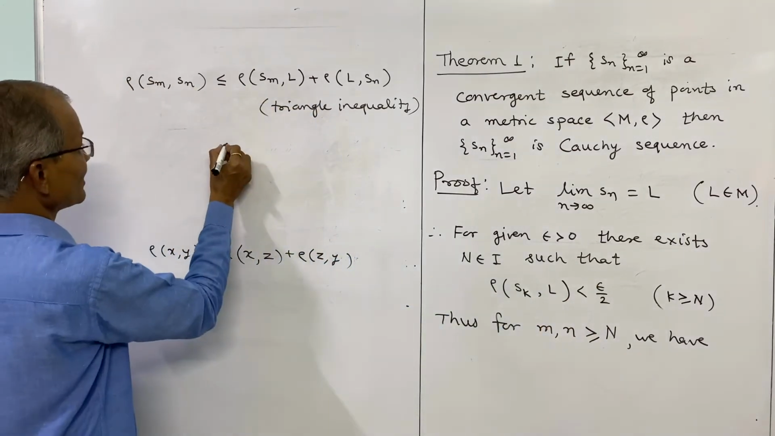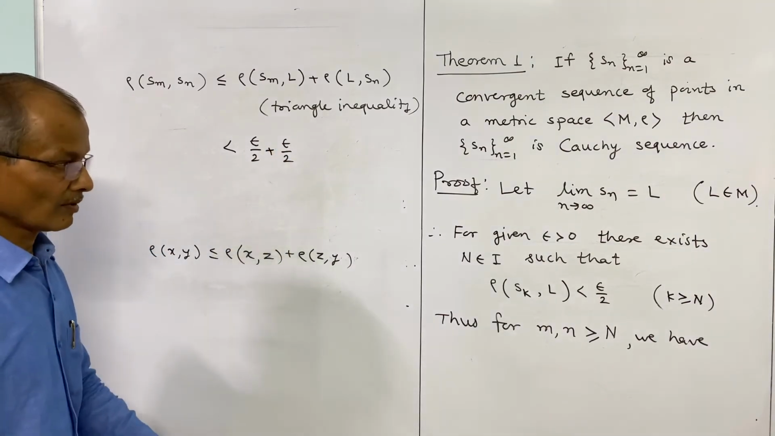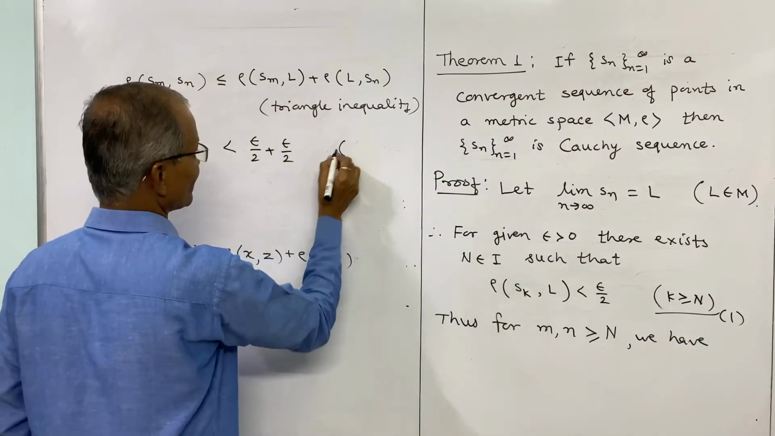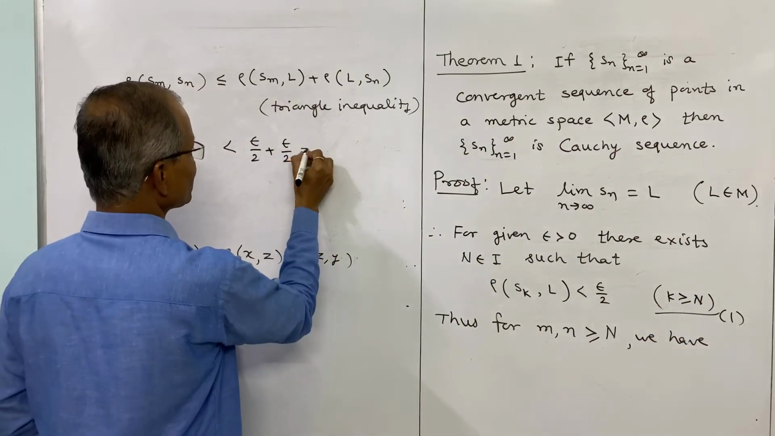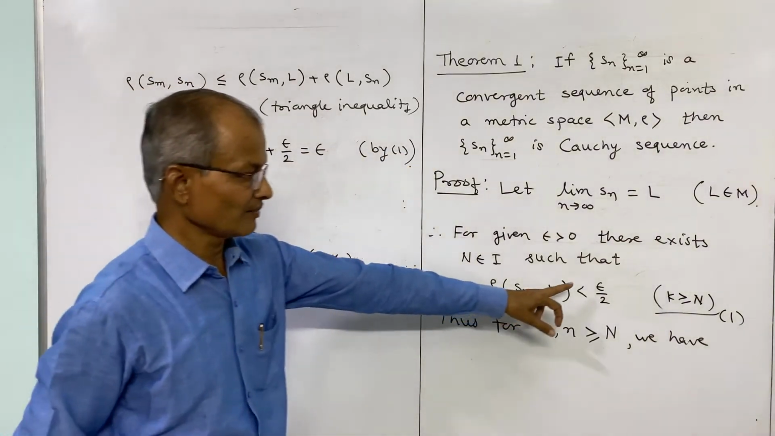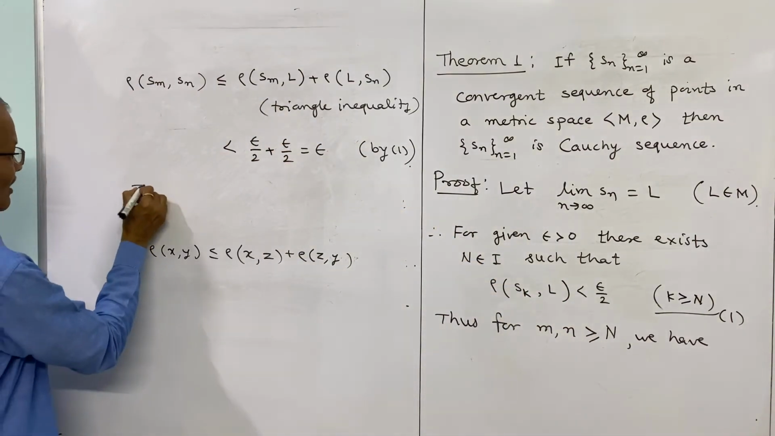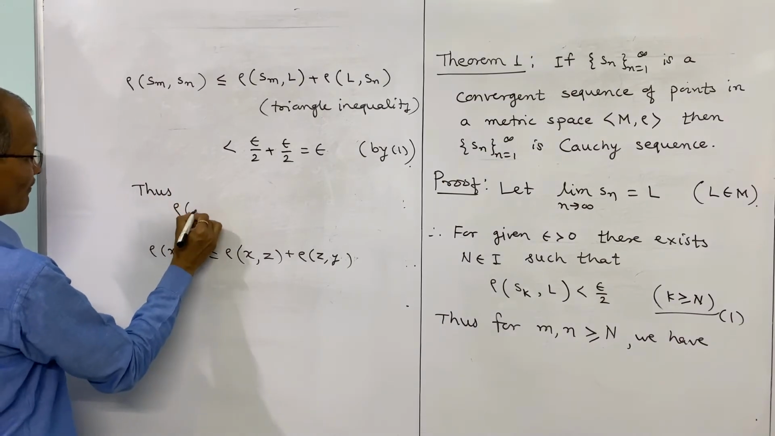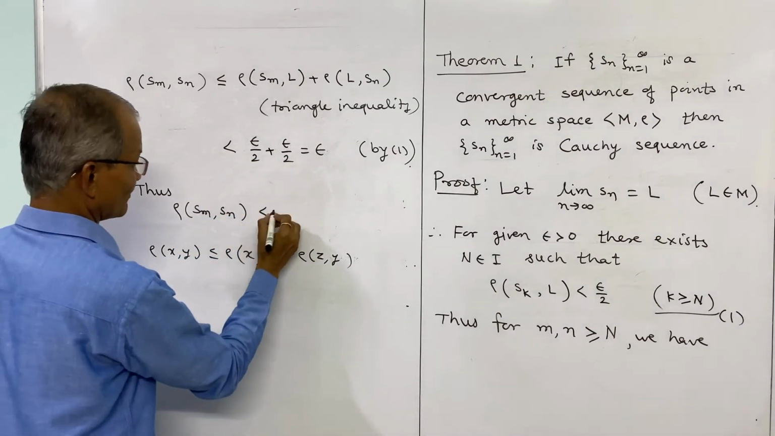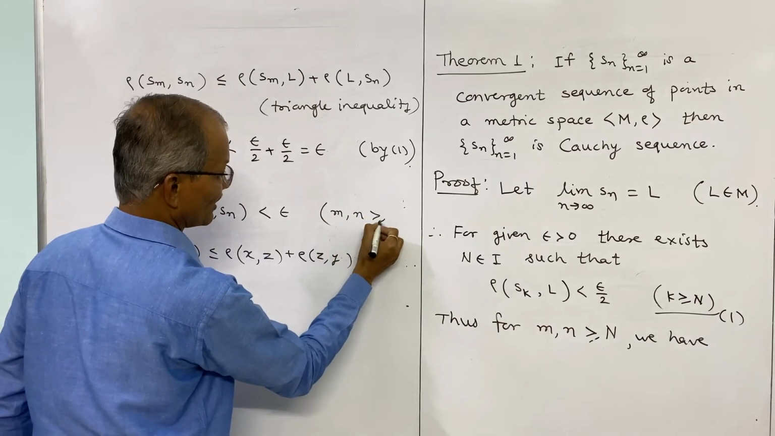And thus this is less than epsilon by 2 plus epsilon by 2. Or you may refer to this as 1. But this is equal to epsilon. That's why we have taken this as epsilon by 2. So after addition we get epsilon, and thus we have rho of S_m and S_n is strictly less than epsilon for m, n greater than or equal to capital N.